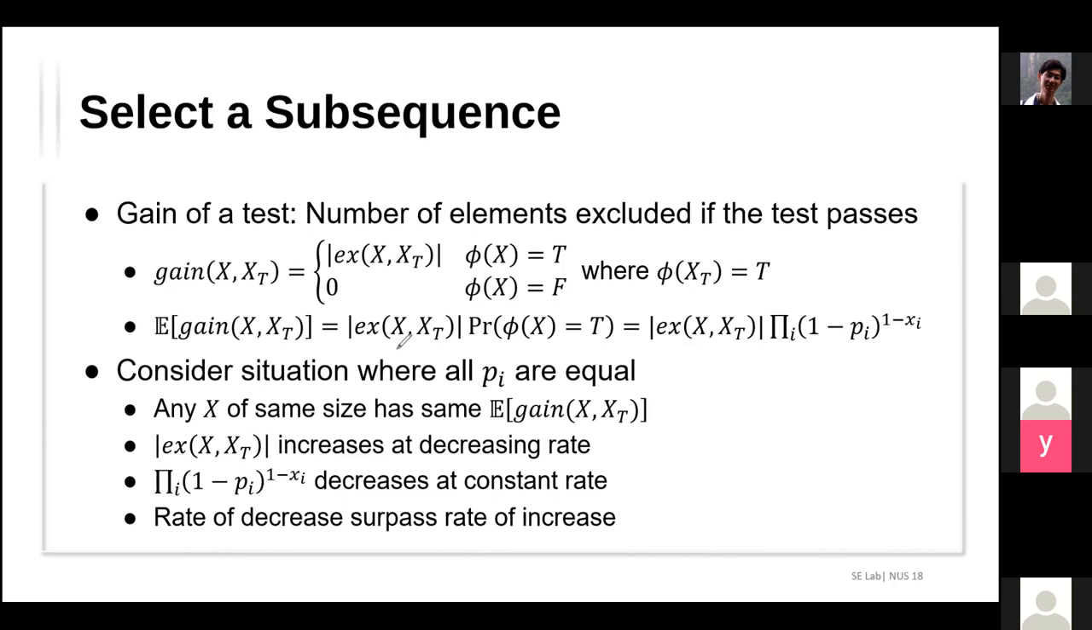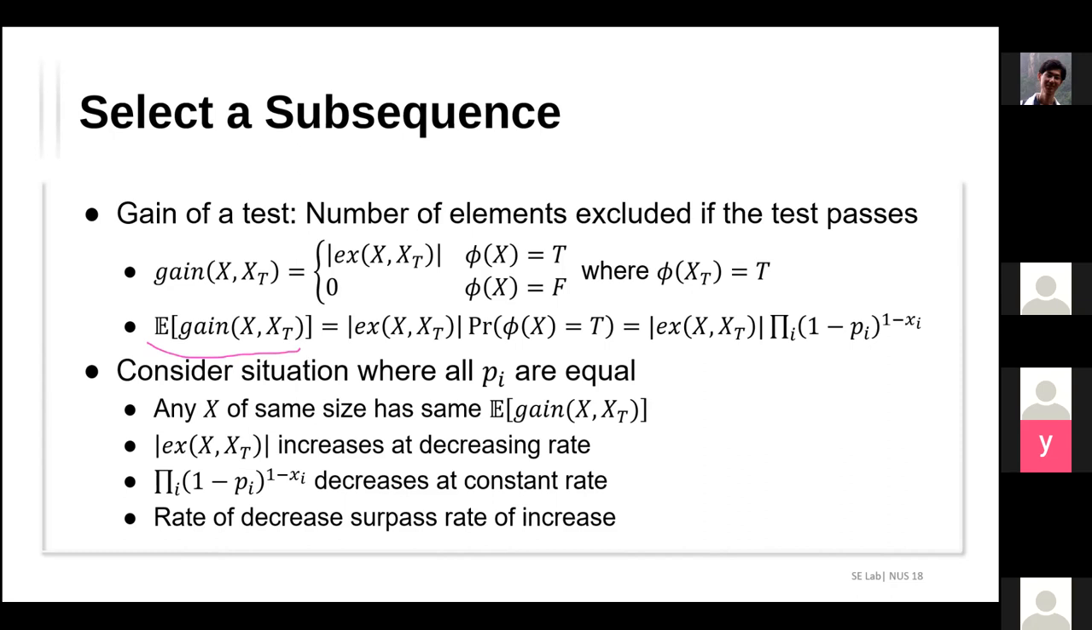Sorry, can you say that again? Yeah. So I mean, how do we derive an X? Suppose I know X is passing or failure, right? And my question: how do we derive another X prime to maximize the probability to have the information gain? To maximize this expected gain.